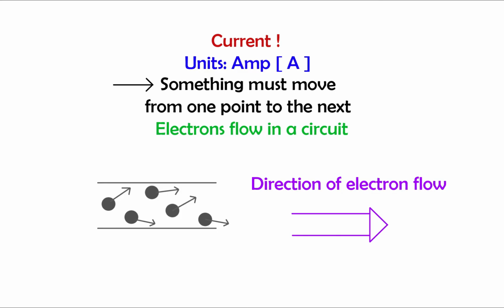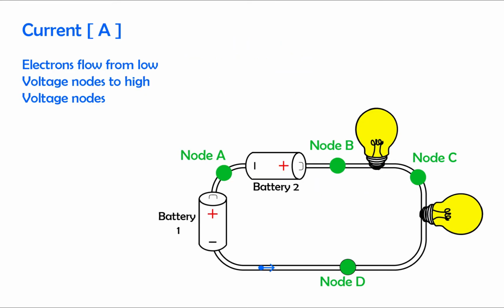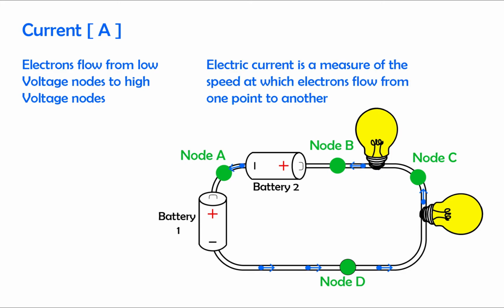In our examples, electrons will travel from node D to C to B and to A. Current is a measure of the speed of flow. In a river, the faster the water particles travel downstream, the higher the current. Similarly, in a circuit, the faster the electrons flow through the wire, the higher the electric current.